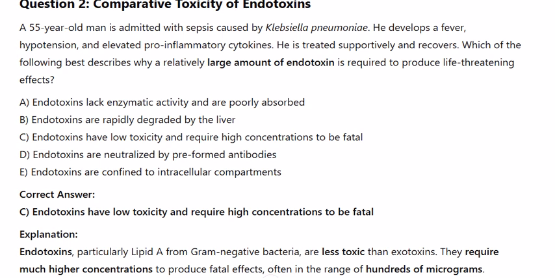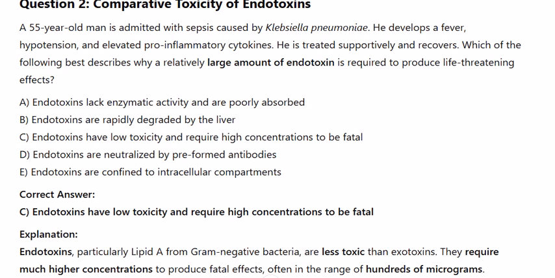A. Endotoxins lack enzymatic activity and are poorly absorbed. B. Endotoxins are rapidly degraded by the liver. C. Endotoxins have low toxicity and require high concentrations to be fatal. D. Endotoxins are neutralized by preformed antibodies. E. Endotoxins are confined to intracellular compartments.